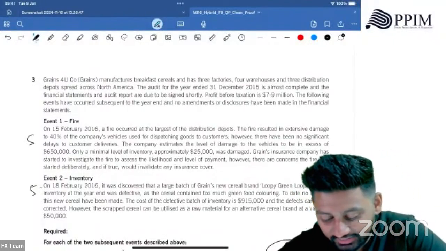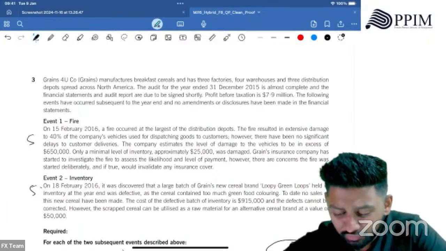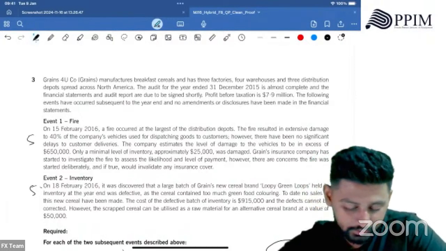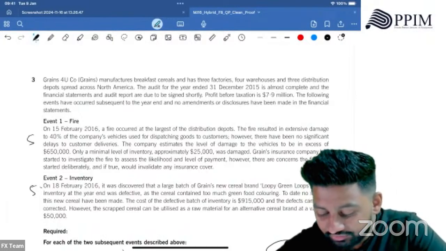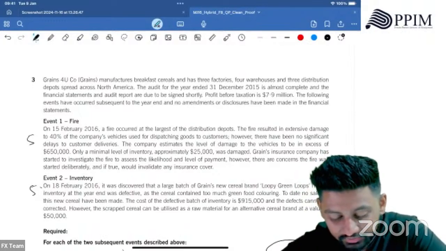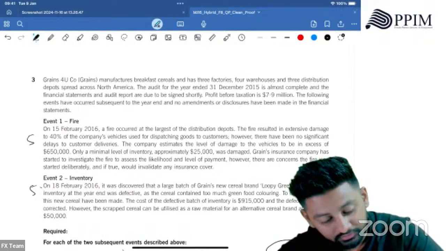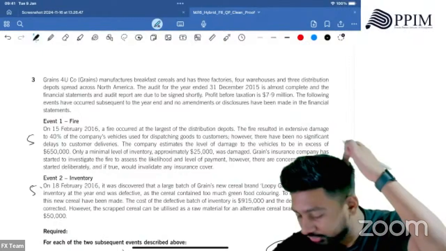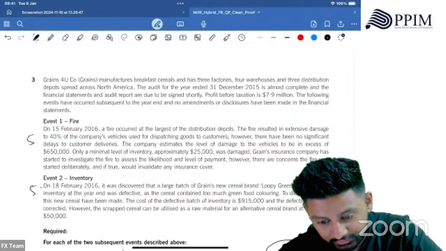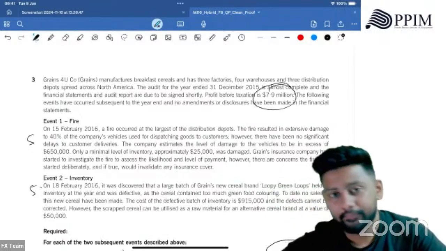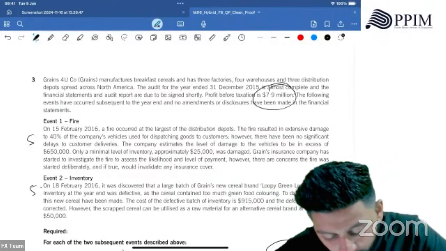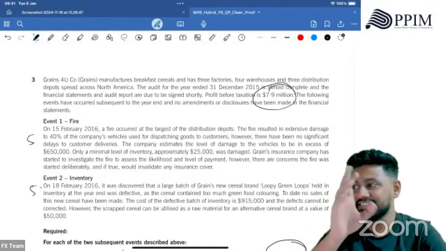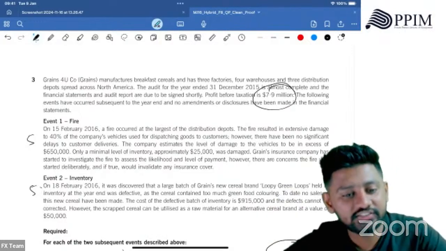Grain manufactures breakfast cereals and has 3 factories, 4 warehouses, and 3 distribution depots spread across North America. The audit for the year ended 31st December 2015 is almost complete, and the financial statements and audit report are due to be signed shortly. Profit before tax is 7.9 million. The following events have occurred subsequent to the year end, and no amendments or disclosures have been made in the financial statements. So after the year end, this has happened, and no changes to the financial statements have been made.